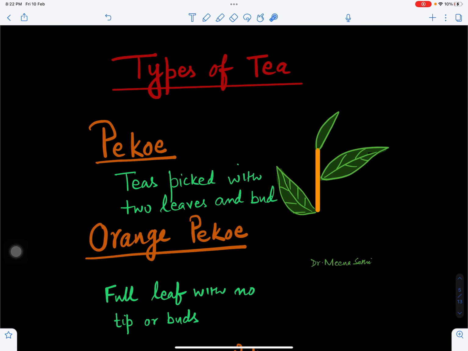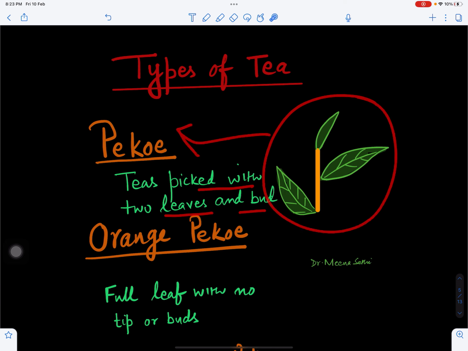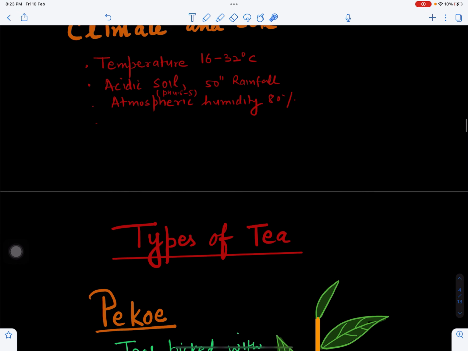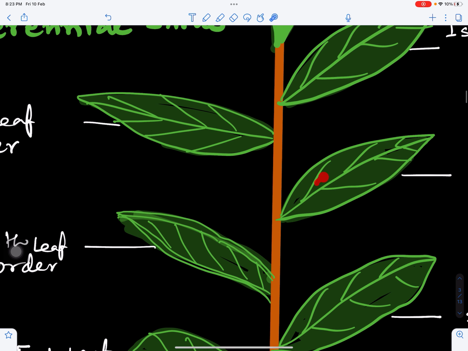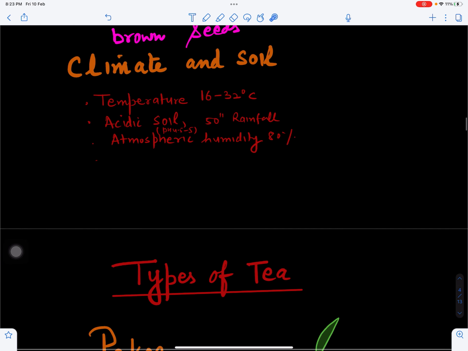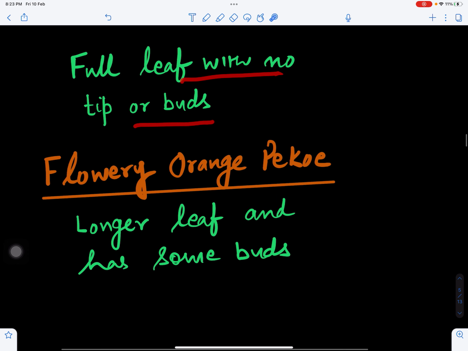Now, let's see types of tea depending upon the leaves which are involved in the formation of the tea. If we select the bud and first leaf and second leaf, right? So this is pico type of leaves, tea picked with 2 leaves and a bud. This leads to the formation of pico type of tea. Orange pico is when full leaf with no tips and buds. Like if we take here from the lower part, these leaves are taken and tea is made. This is called orange pico. Flowery orange pico, longer leaves are selected which have certain buds also. So this will lead to the formation of flowery orange pico.